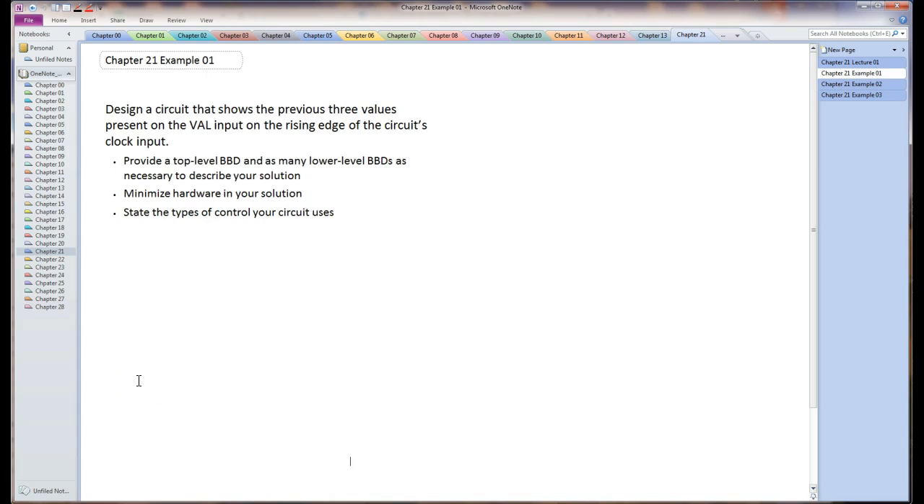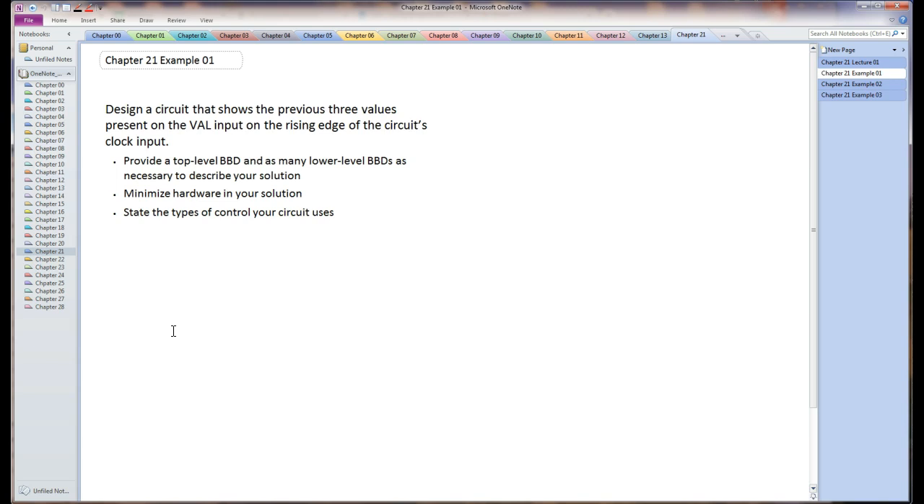This is chapter 21, example 1. What we have here is a circuit that highlights the usefulness or the main function of items like memory. In this chapter we have D flip-flops, which are a 1-bit storage element.